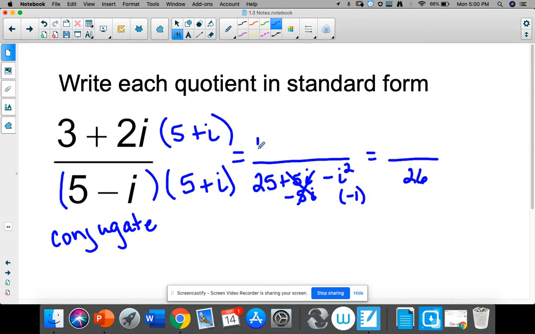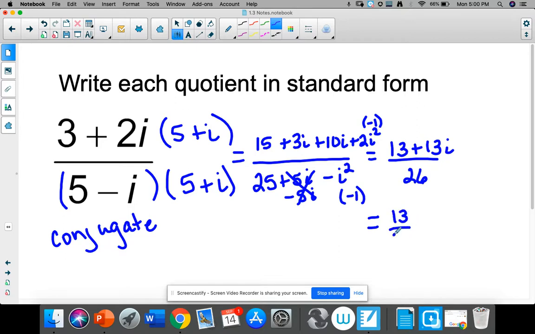Our numerator, we have 3 times 5 plus 3 times i plus 2i times 5 plus 2i times i. Now remember, i squared has a value of negative 1. So this is really 15 plus a negative 2, or 15 minus 2. 3i plus 10i is 13i. Next, we want to split these up to see if they can simplify any, and it turns out they can. 13 over 26 is 1/2, so I have 1/2 plus 1/2 i.